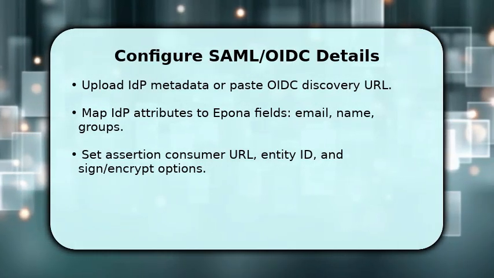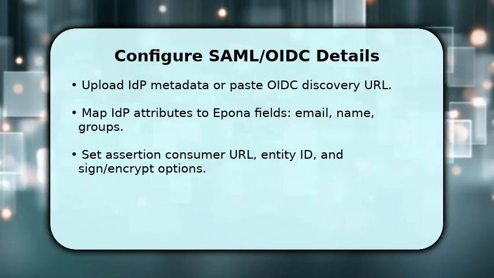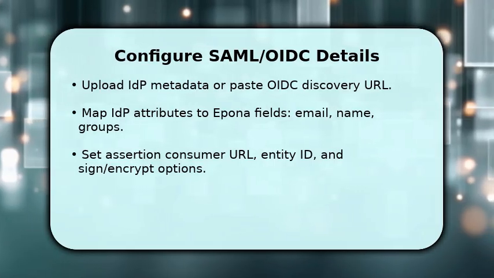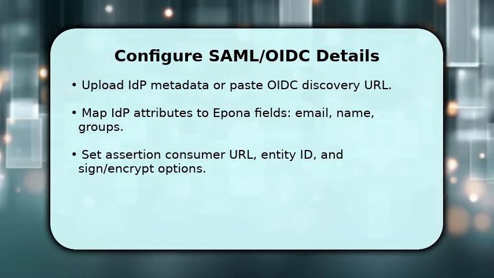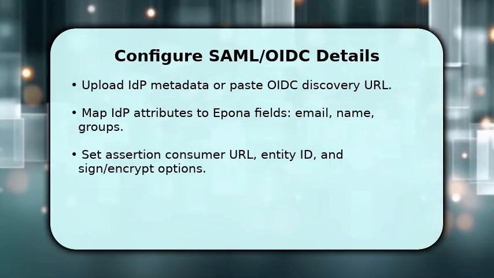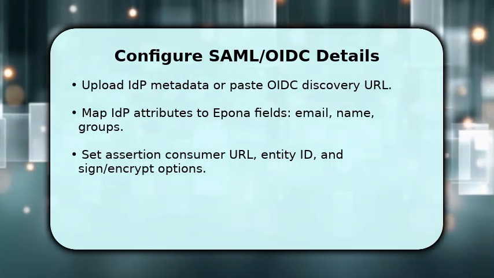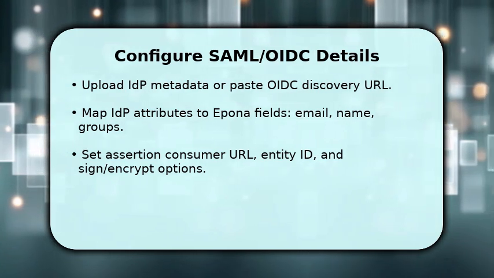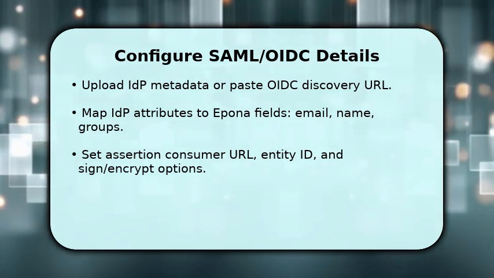Map IDP attributes to Epona user fields, email, display name, and groups, so permissions align. Choose signing and encryption settings to match your IDP security policy. Mismatches block logins. After filling fields, validate the connection using the test button and review the live assertion or JWT.